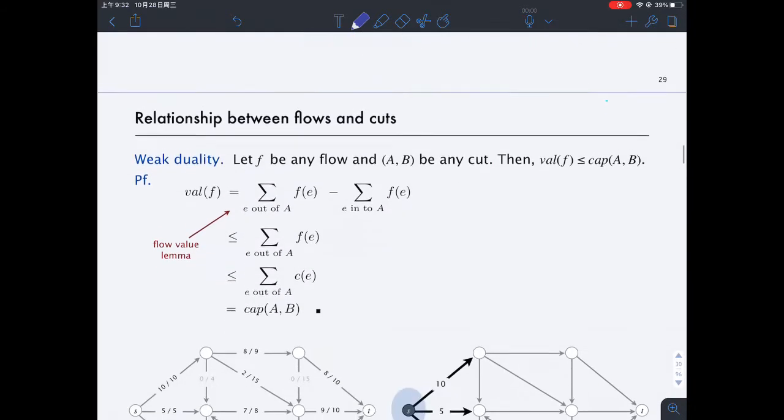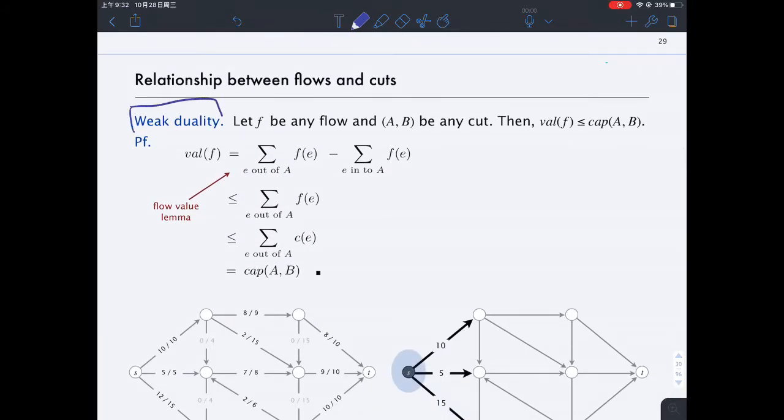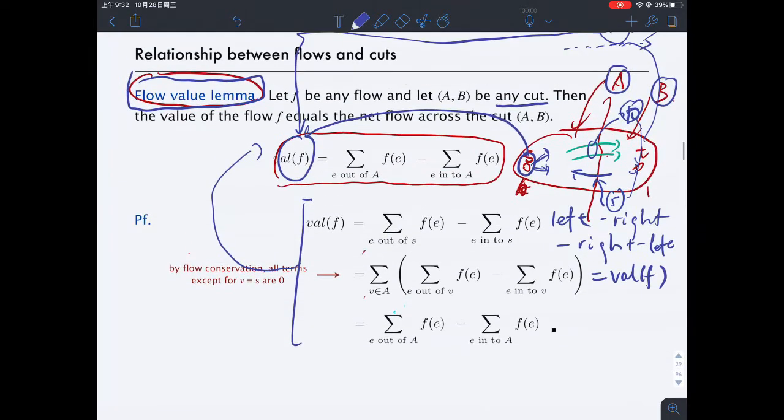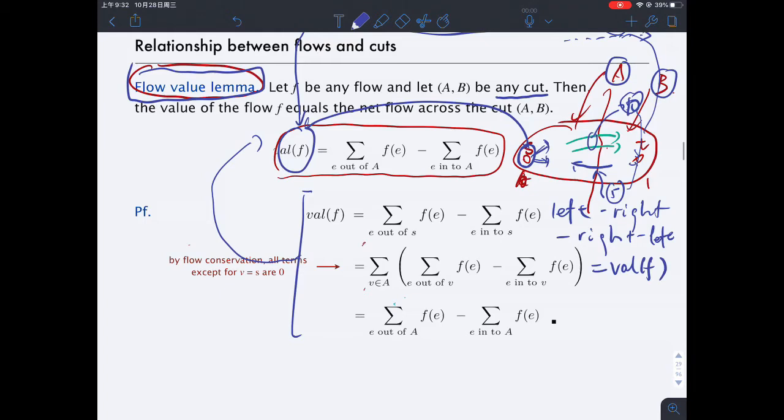There's another closely related lemma that's called the weak duality lemma. Basically it says that the value of the flow is less than or equal to the capacity of the cut A, B, right? So let's compare the difference between these two lemmas.